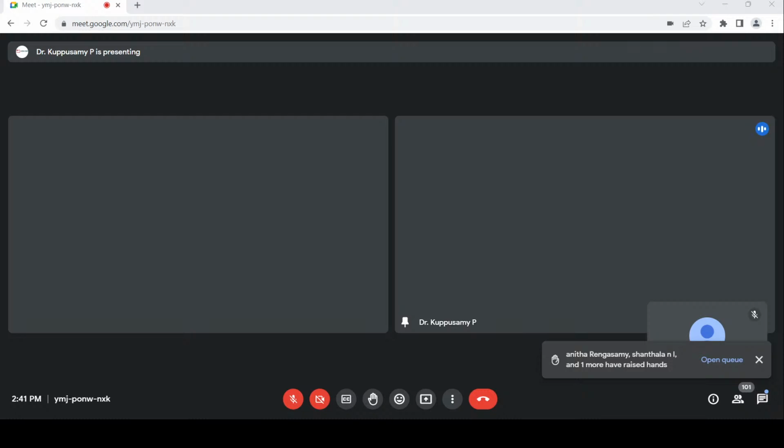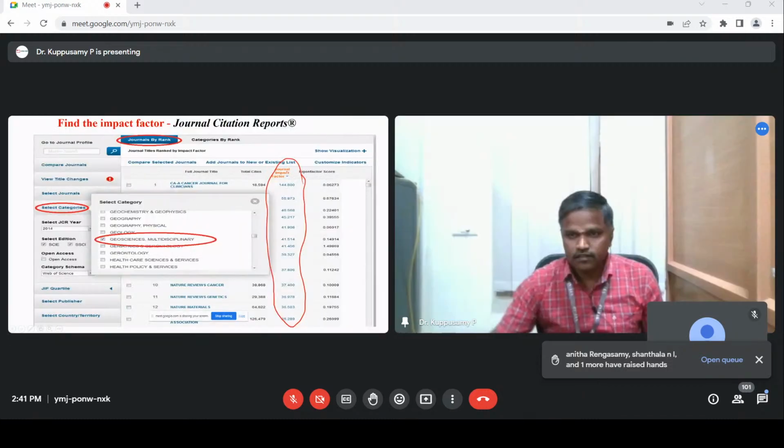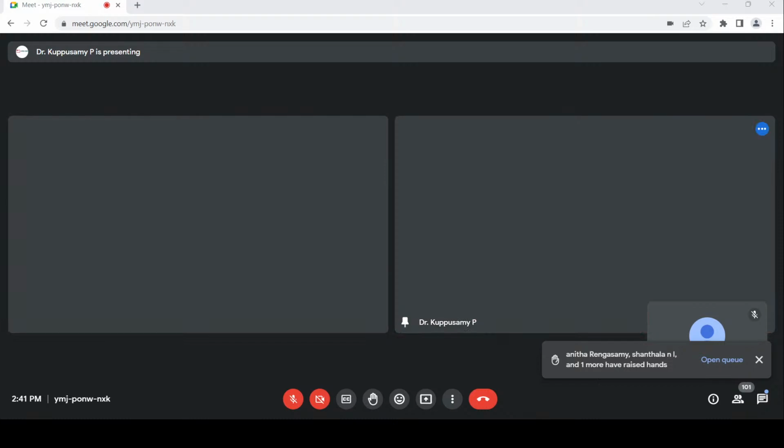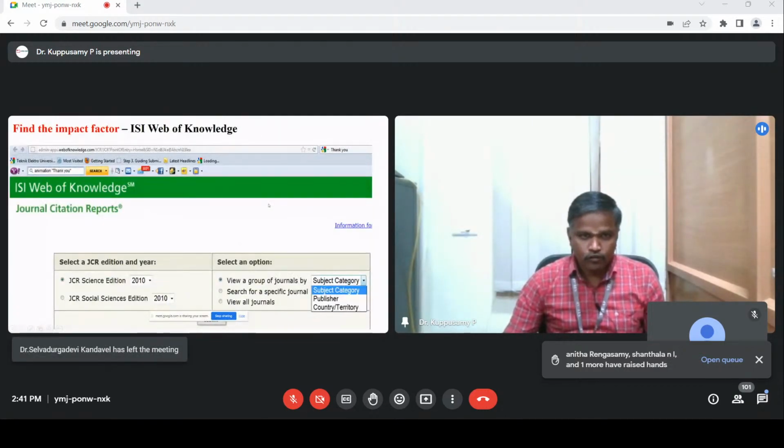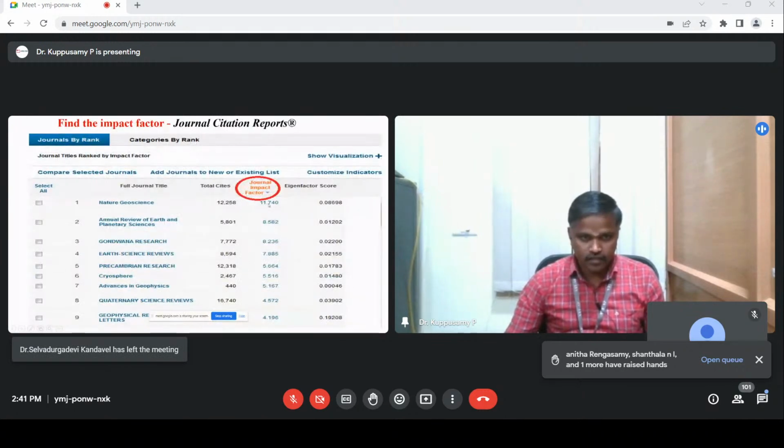Look at that, the impact factor is shown in this place. This column shows the impact factor of that particular journal. And this, as I showed you, is one of the ways to check the rank of a journal.